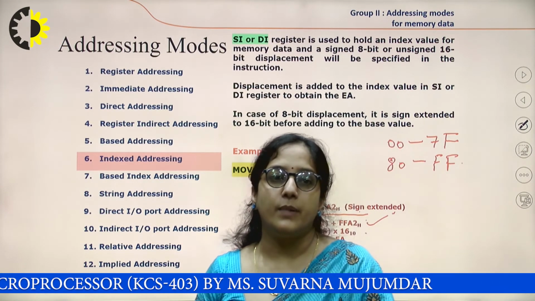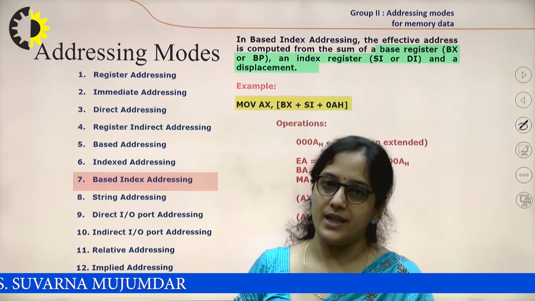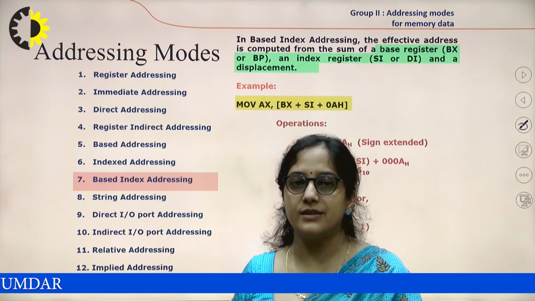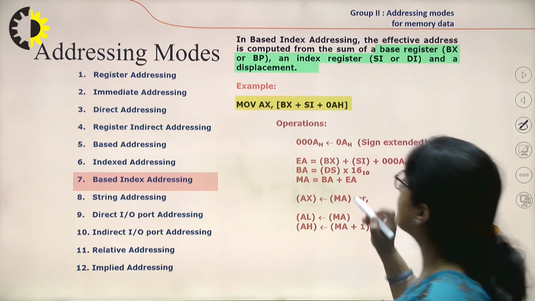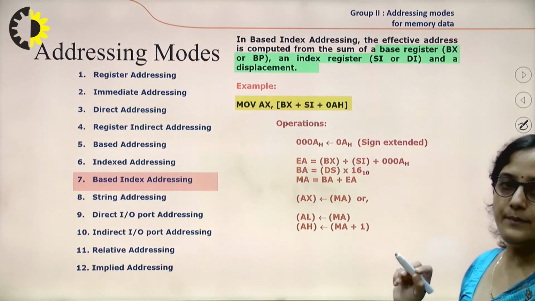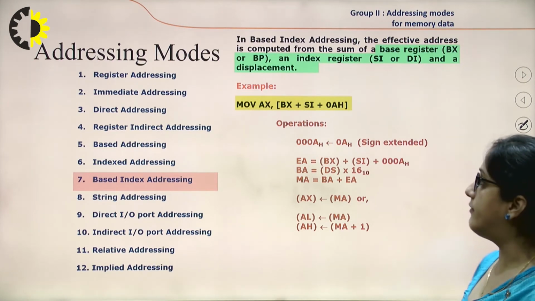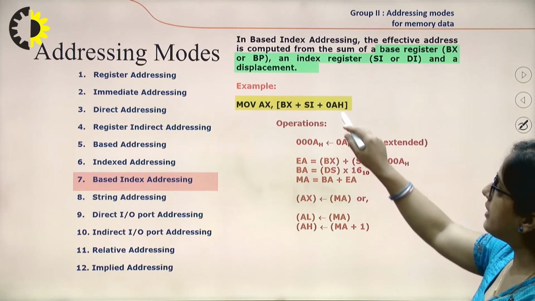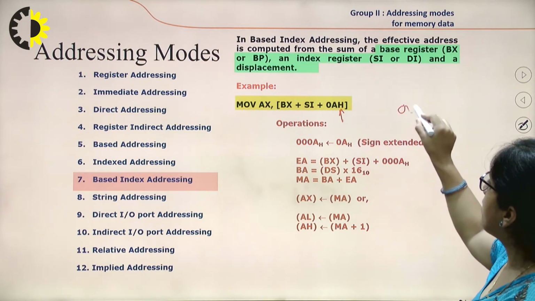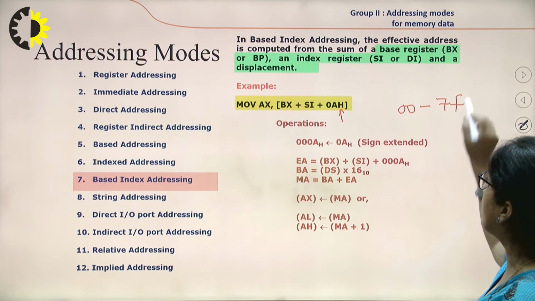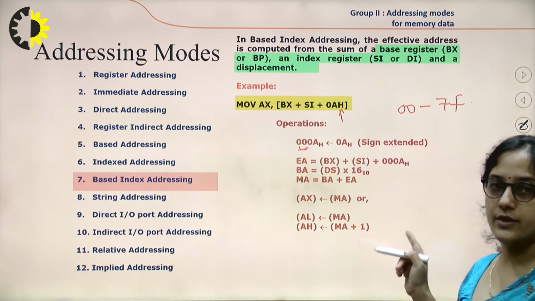Now the next is base index addressing. In case of base index addressing, we will use base registers, index registers, and displacement also. In this case, the effective address is the combination of all three: BX, SI, and the address value. So now here you can see that we have written 0A. 00 to 7F are the positive values. So that's why here it is 00. This is a positive value.